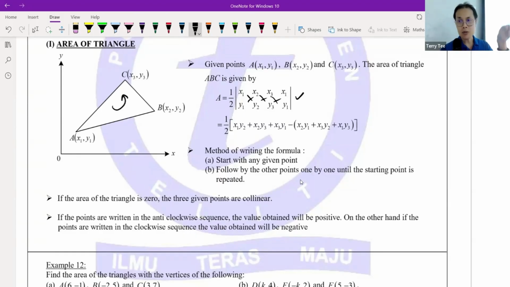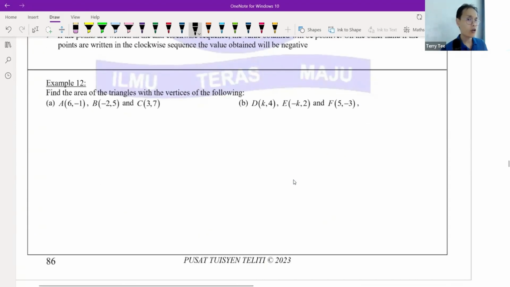But if you accidentally use clockwise, because sometimes if you're given coordinates like this, we don't know whether it is clockwise or anti-clockwise, we just count, it's okay. If it's negative, then you just treat it like a modulus, because area is always positive. You modulus it, just take the positive value.